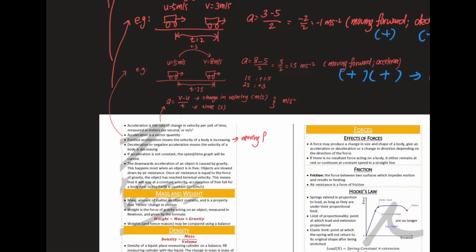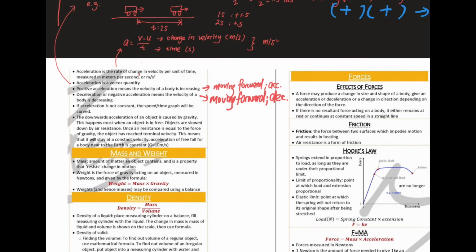Okay, now let's see the next point. Deceleration or negative acceleration means the velocity of a body is decreasing. So it refers to this situation. If the object is moving forward but it is slowing down, you should get negative acceleration or deceleration. So it must be moving forward. These two statements are true for moving forward. But if they are moving backward, you just refer to the two situations that I gave. Okay, now let's move on.